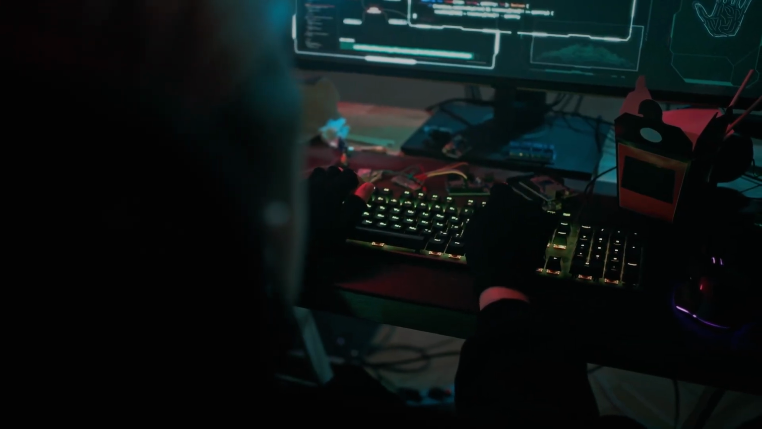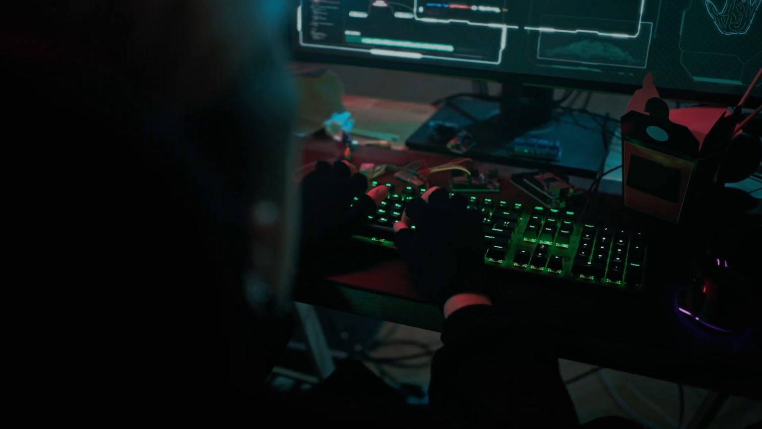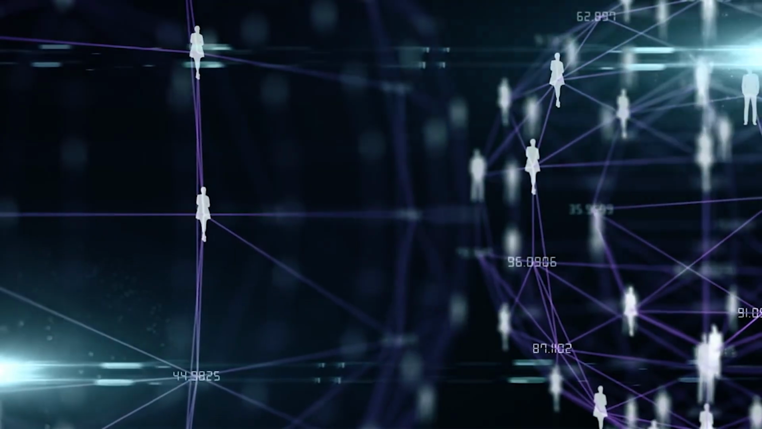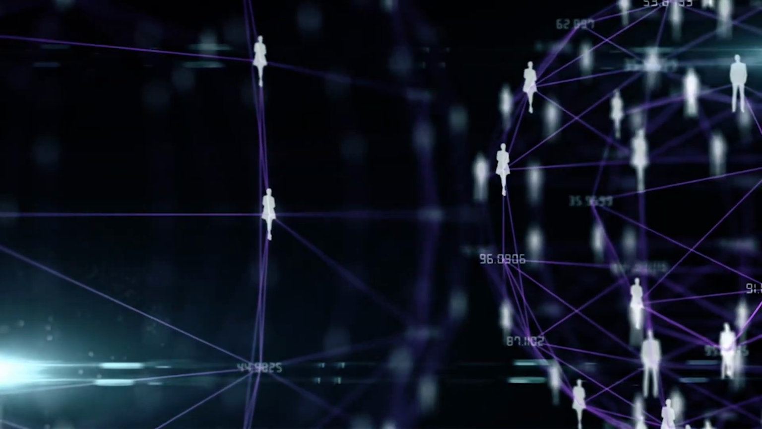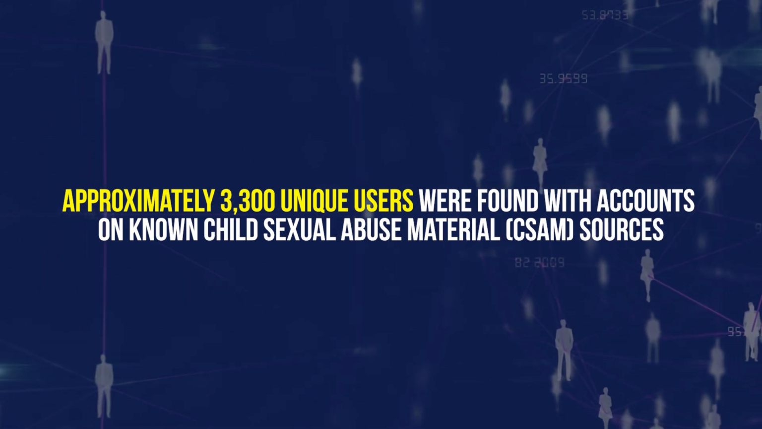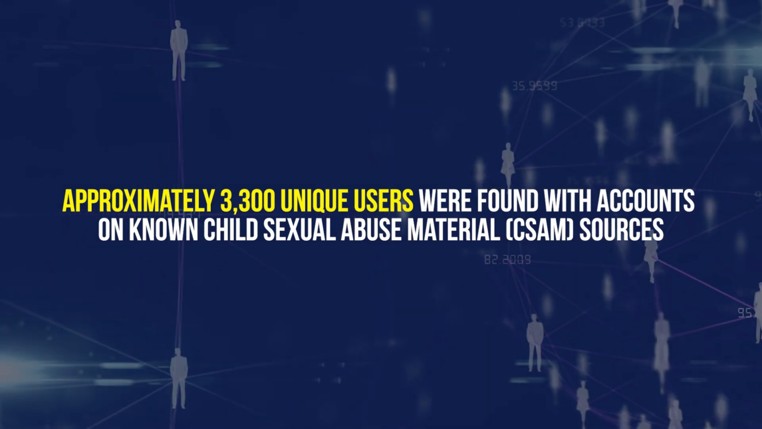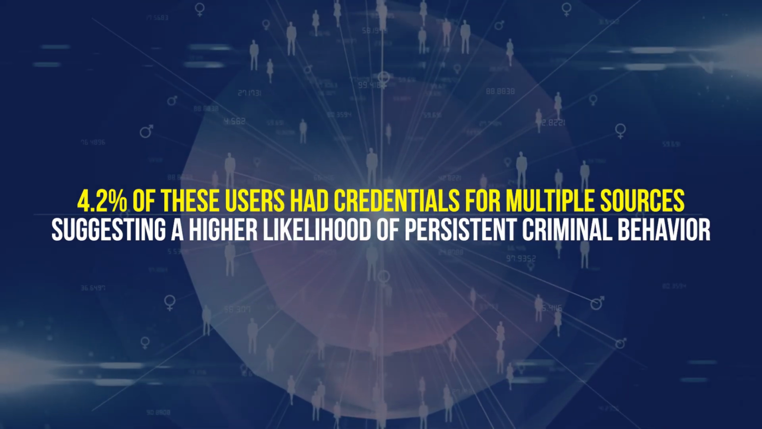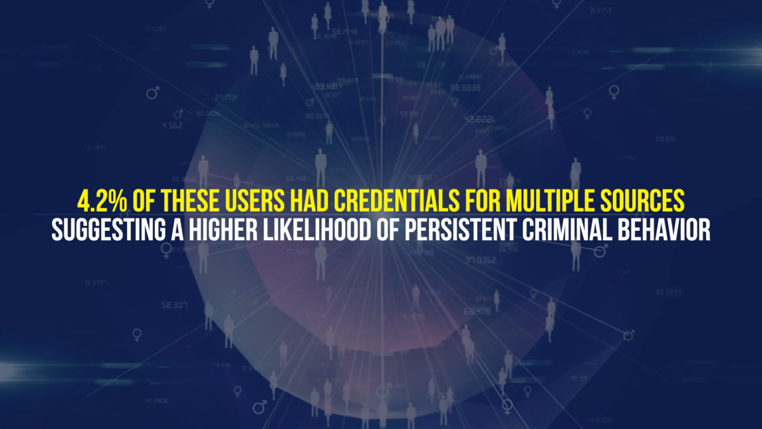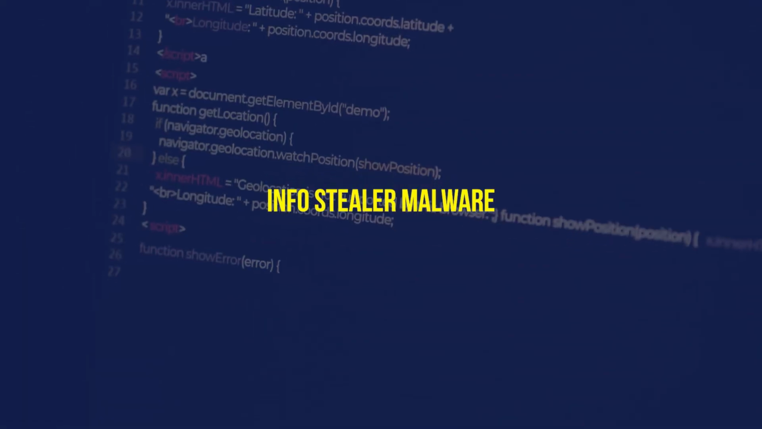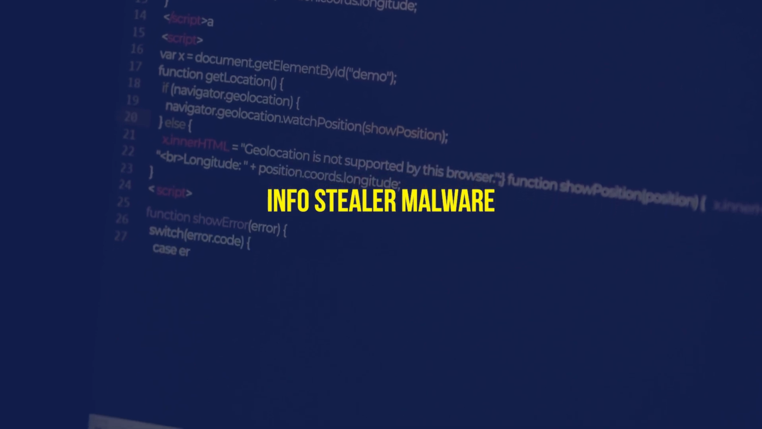In a chilling revelation, a recent analysis of information stealing malware logs published on the dark web has uncovered a disturbing connection to child exploitation. According to a proof-of-concept report by Recorded Future, approximately 3,300 unique users were found with accounts on known child sexual abuse material sources. Even more alarmingly, 4.2% of these users had credentials from multiple sources, suggesting a higher likelihood of persistent criminal behavior. This discovery highlights the evolving nature of info-stealer malware.